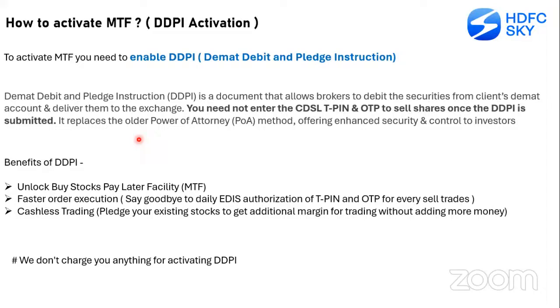Okay, now to start into the MTF, okay, there are some of the key things which are important. आपका DDPI enable होना चाहिए. Now what is this DDPI? DDPI is basically Demat Debit and Pledge Instruction. Okay, earlier there was a power of attorney mechanism. तो जब भी आप कोई भी शेयर बेचते हो, then the broker needs to deliver this stock to the exchange. So for that earlier there was a POA method. Now it's a digital method which is the DDPI.